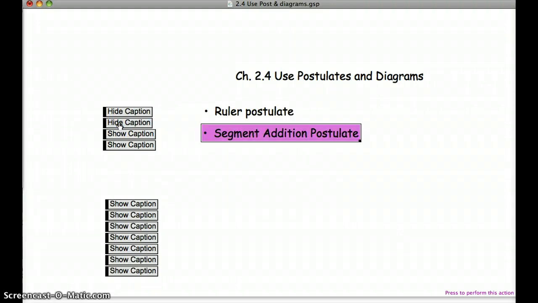Okay, then we have the segment addition postulate, another segment postulate, and that basically says the 2 parts equal the whole. So if you have a segment CAT, you take CA and AT and add those together. So if CA is 4 and AT is 4, then you have a segment CT, which is 8. So basically you take your segments and add them together to create the whole. So 2 parts equal the big whole.